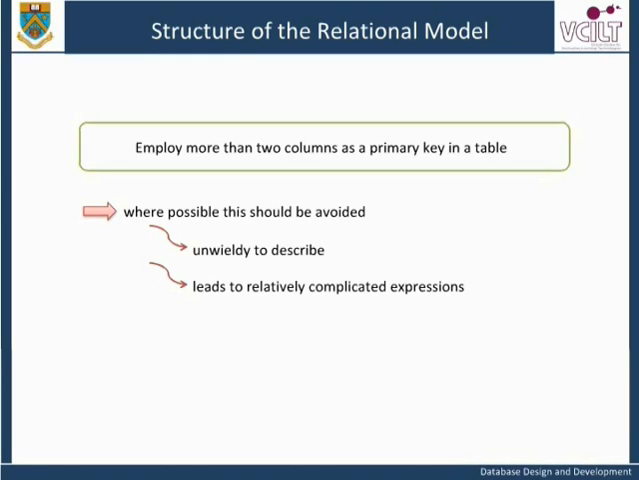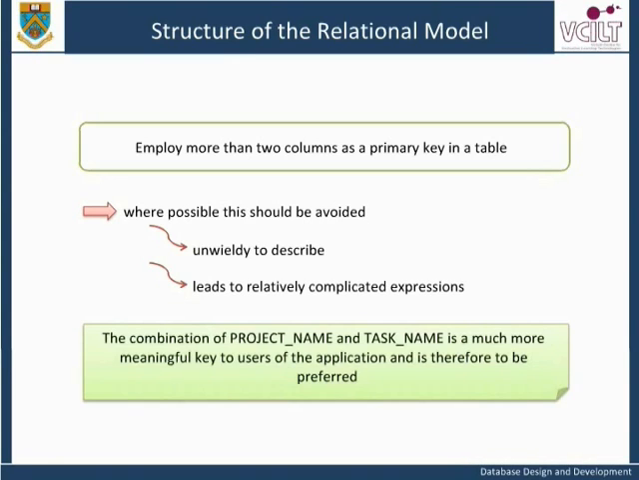Notice also that we might have used a system-generated surrogate key as the solution to the problem of providing a primary key for tasks, but the combination of project name and task name is a much more meaningful key to users of the application and is therefore to be preferred.